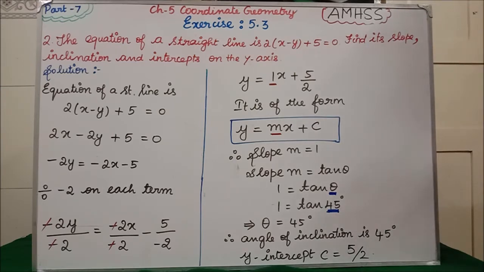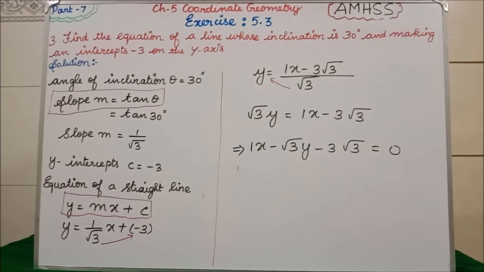Okay, now we'll see the next, third question. This is the third question in exercise 5.3. See the question: find the equation of a line whose inclination is 30 degree and which makes an intercept minus 3 on the y-axis. What was given in the question? Inclination is 30 degree, which means theta is 30 degree, and an intercept minus 3 on the y-axis. Same as the second question, intercept on the y-axis means we have to take c equal to minus 3.